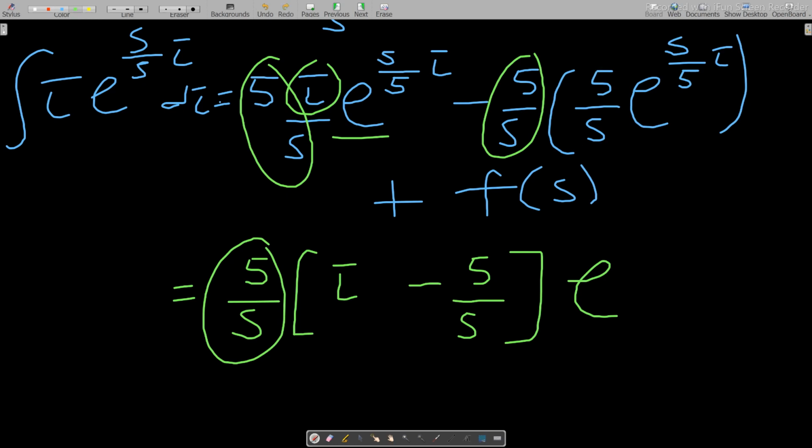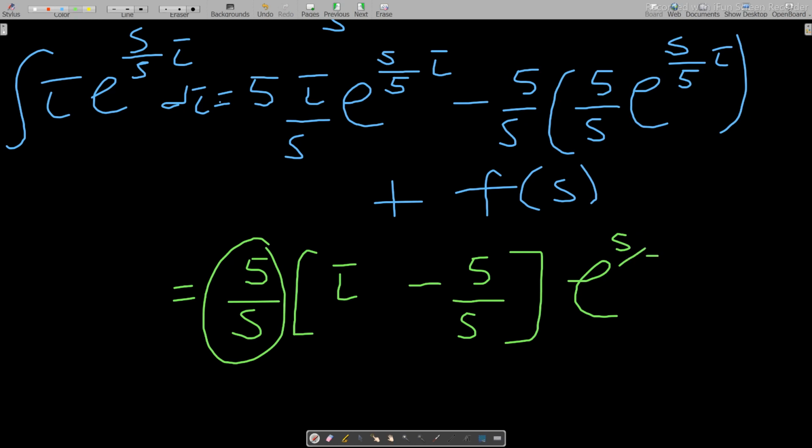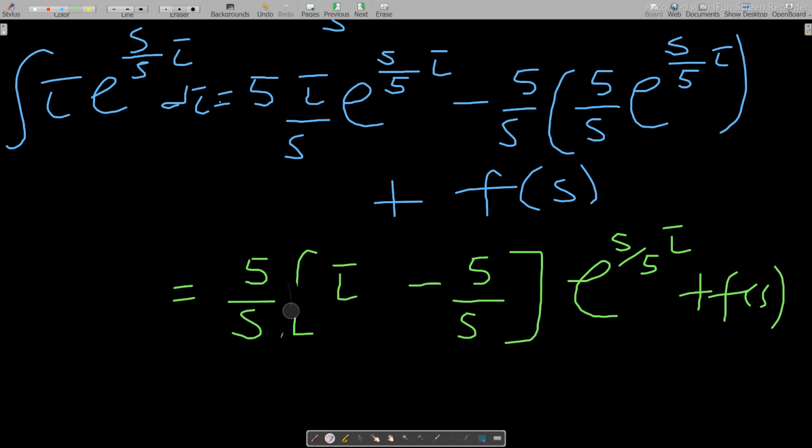Okay, I hope you can see what I've done, and it's very simple. Okay, if you can't see, you can go through it step by step, and this is e to the power s over 5 tau plus some f of s. Now you go back to our previous slide, and we put this final answer for the integral that we've gotten here in.